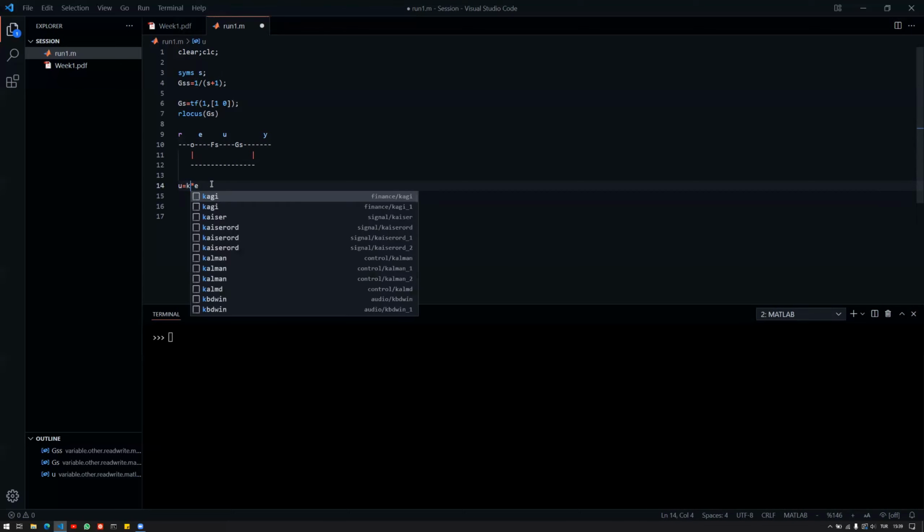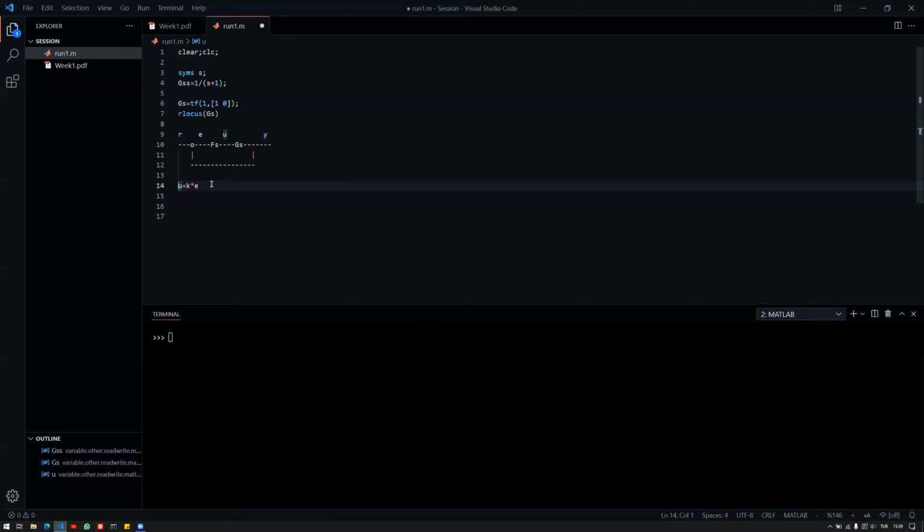So a static controller, a static gain here in this case, is the so-called P-type controller. And this P stands for proportional, because the relation between the error and the control signal is proportional. So we have this gain, and we're looking for this gain.